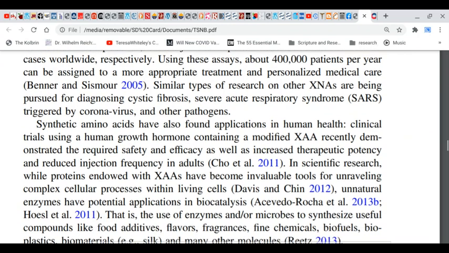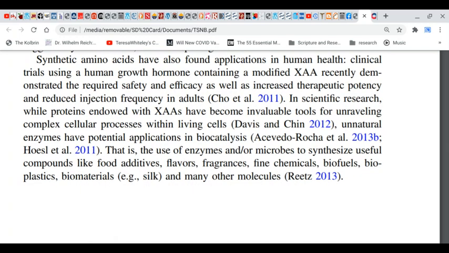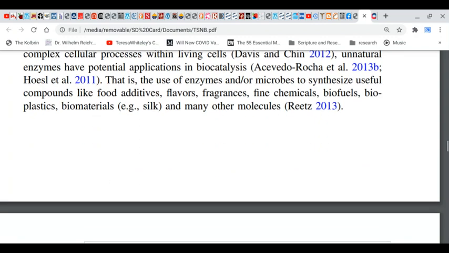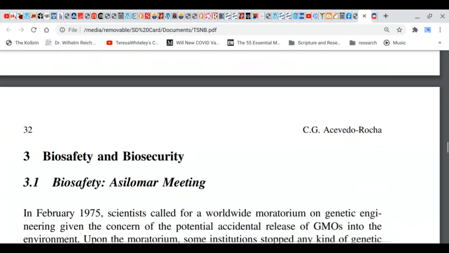In scientific research, while proteins endowed with XAAs have become invaluable tools for unraveling complex cellular processes within living cells, unnatural enzymes have potential applications in biocatalysis. That is the use of enzymes and/or microbes to synthesize useful compounds like food additives, flavors, fragrances, fine chemicals, biofuels, bioplastics, biomaterials, and other molecules.